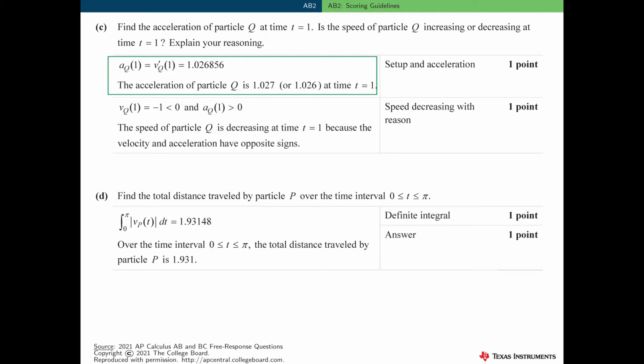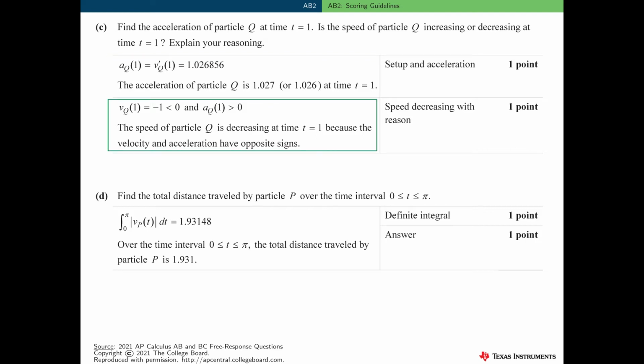However, to earn this point, the student must explicitly connect this acceleration to v sub q prime. So that means that the first point cannot be earned for a bald or unsupported value of 1.027 or 1.026. The student cannot simply write a sub q of 1 equals 1.027. There must be some indication that v prime equals a.